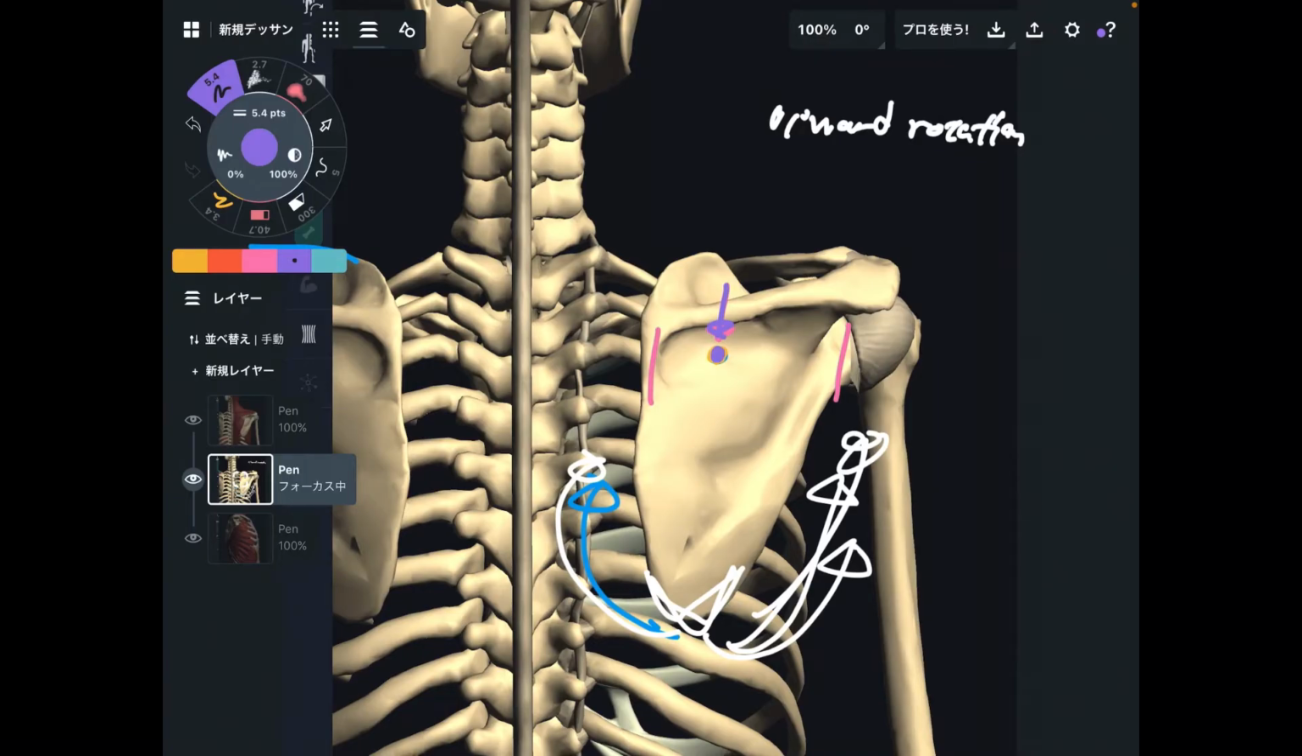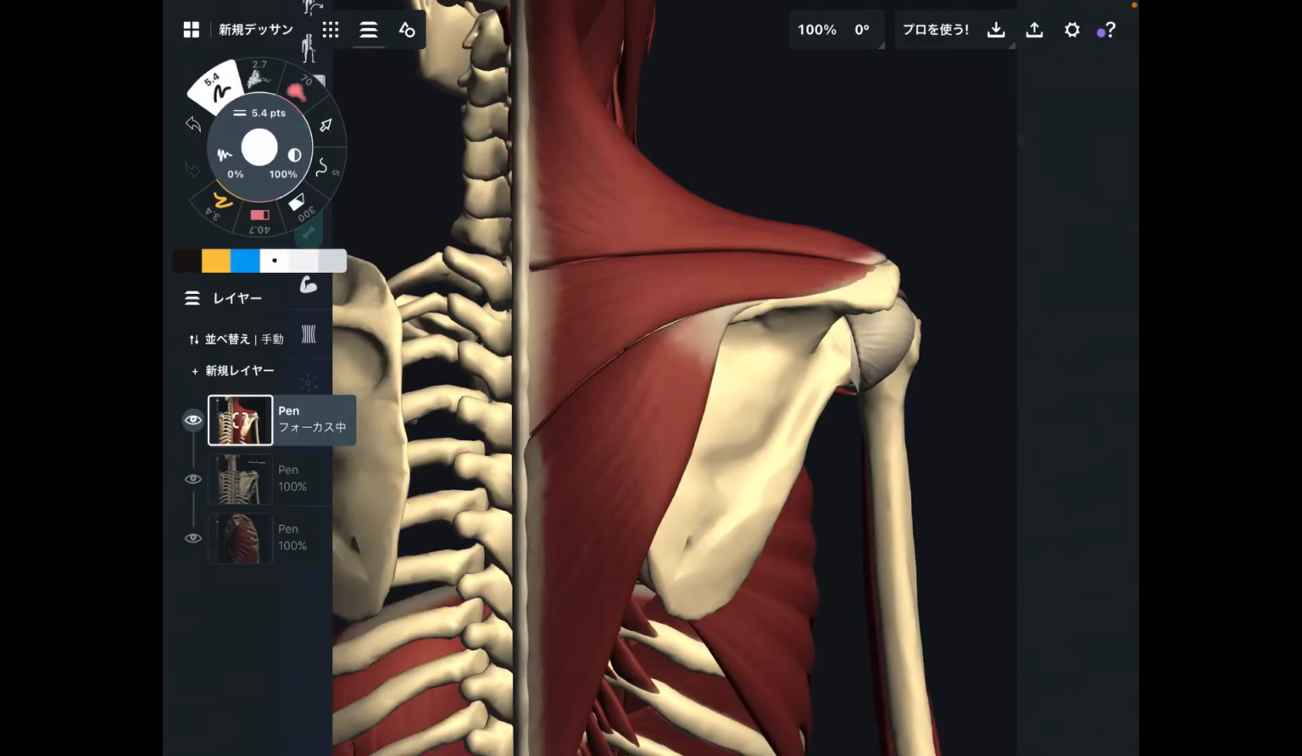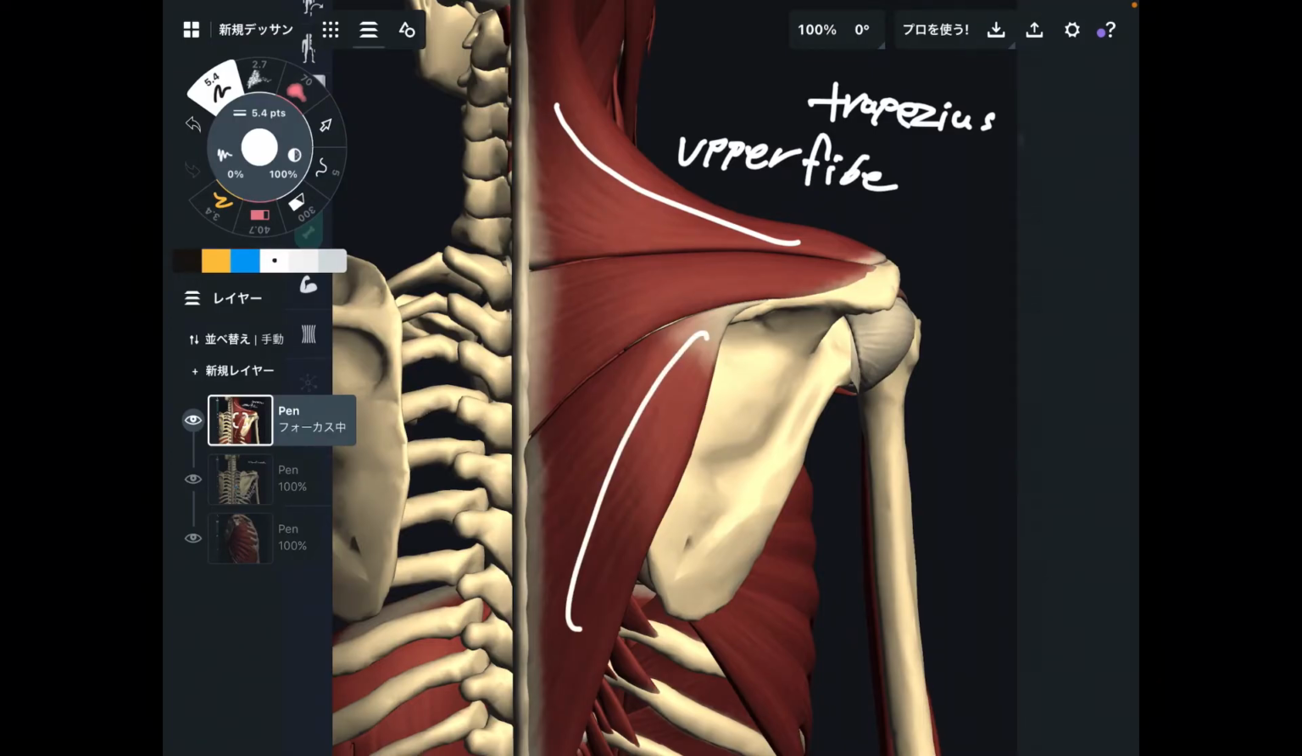I'm gonna explain 2 muscles. First muscle is this one. This is trapezius. Then there are 3 fibers in trapezius. 2 fibers of 3 parts do upward rotation. First part is here. This is upper fiber. Next one is here. Lower fiber.